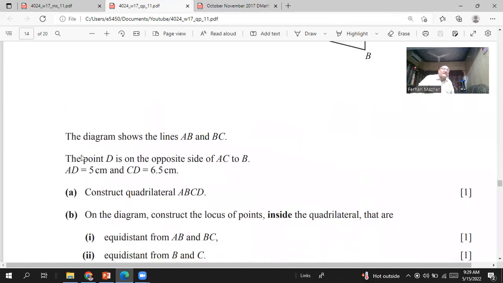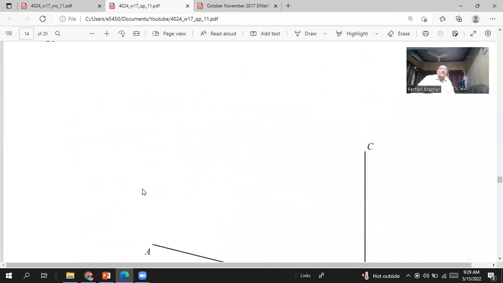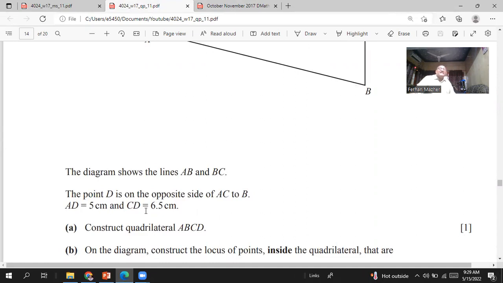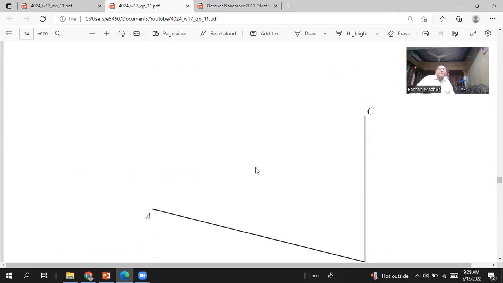So open your compass, and that is 5 centimeter. Put the needle of the compass on A and put an arc here of the radius 5 centimeter. Then they say CD is 6.5. Open your compass 6.5, put the needle of the compass on C and put an arc here. Where these two arcs will intersect, that will be the point D. Join that point with A and C.